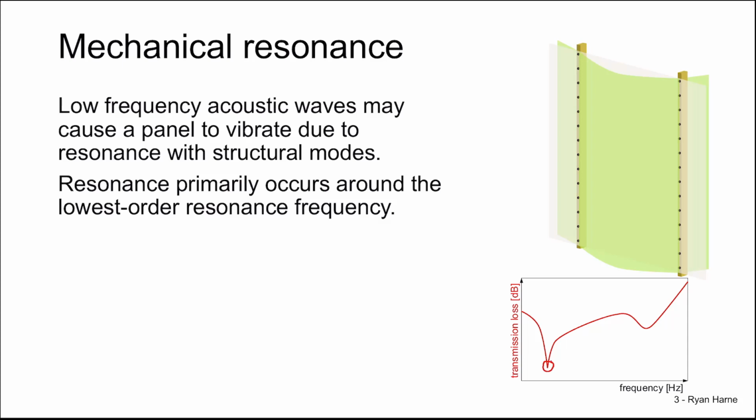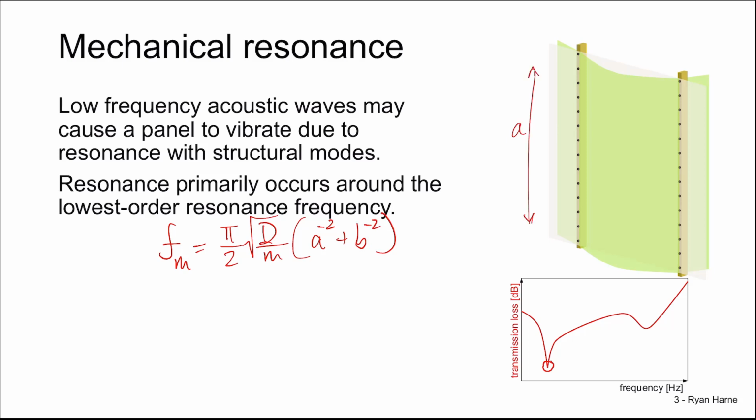and the lowest order structural mode frequency is determined by the equation f_m is equal to pi on 2 multiplied by the square root of D on m, multiplied by a to the power negative 2 plus b to the power negative 2. And let's define these parameters. a and b are the height and width of a panel. The specific definition of which is height and which is width really does not matter. D is the bending stiffness.